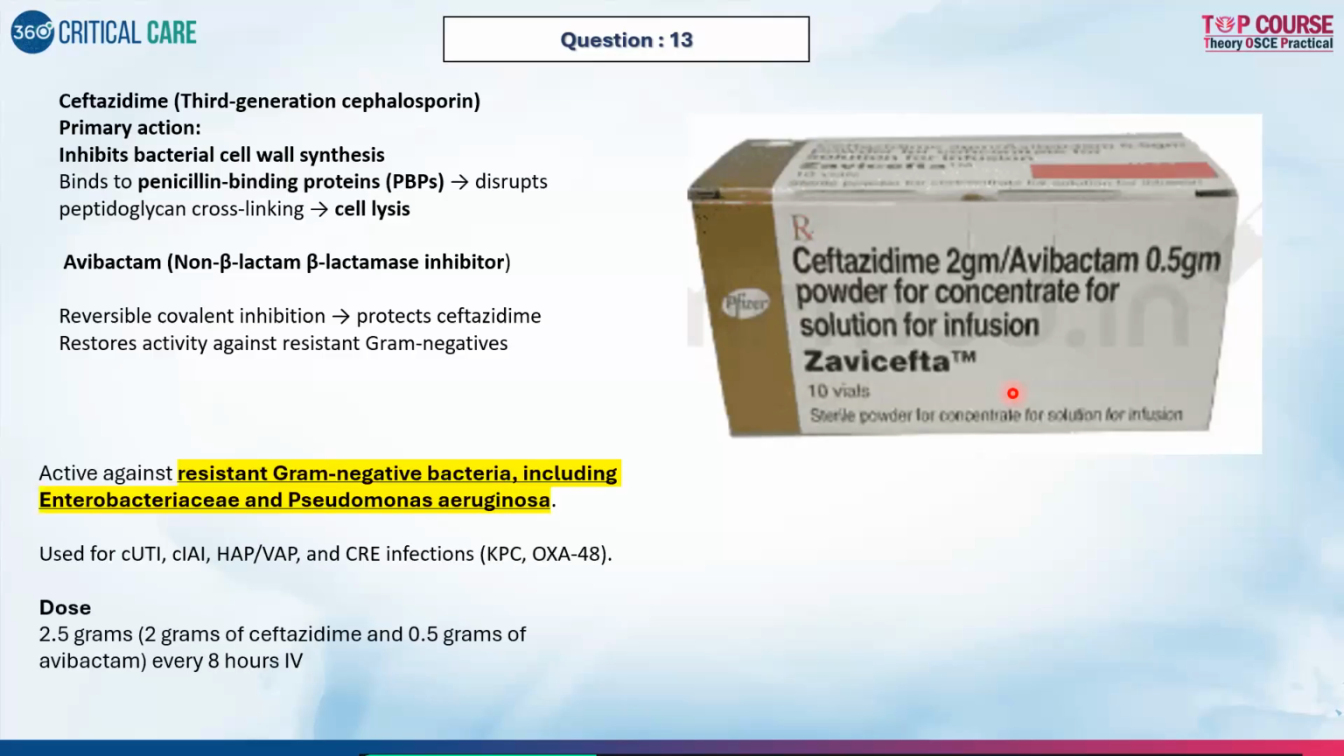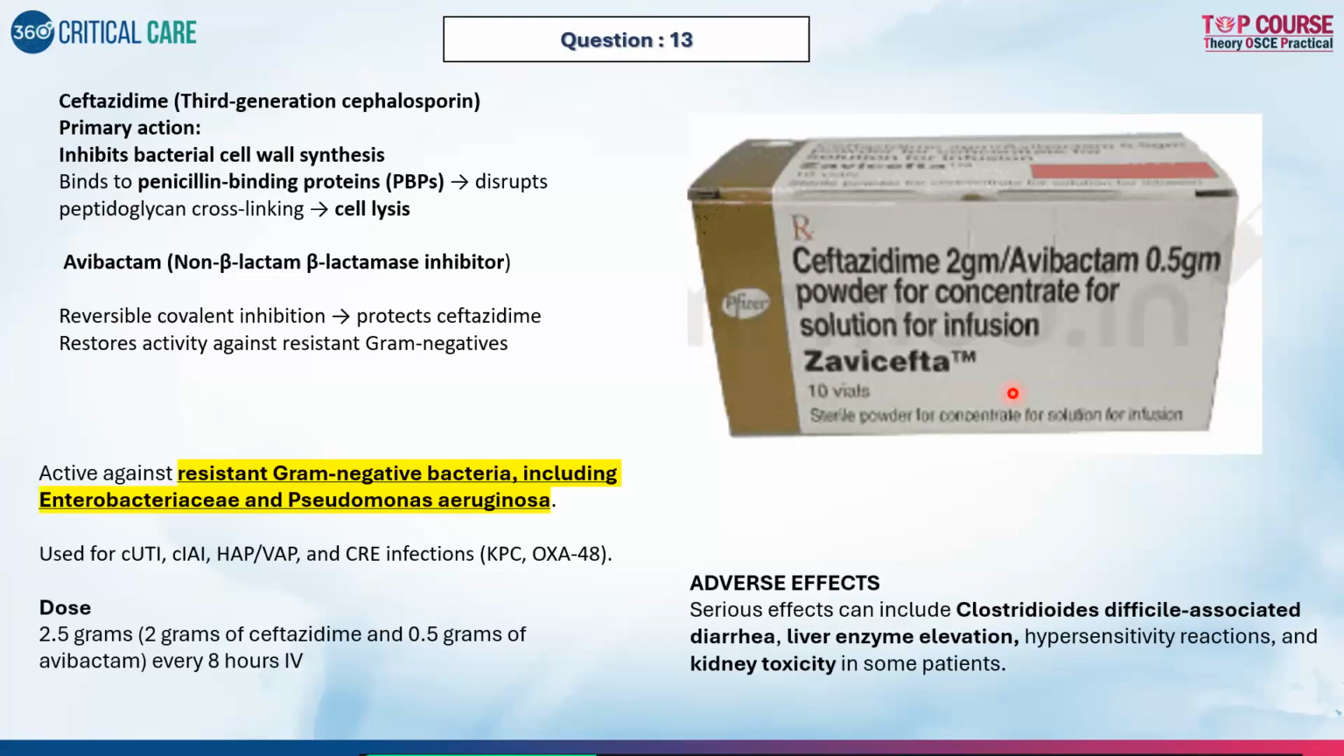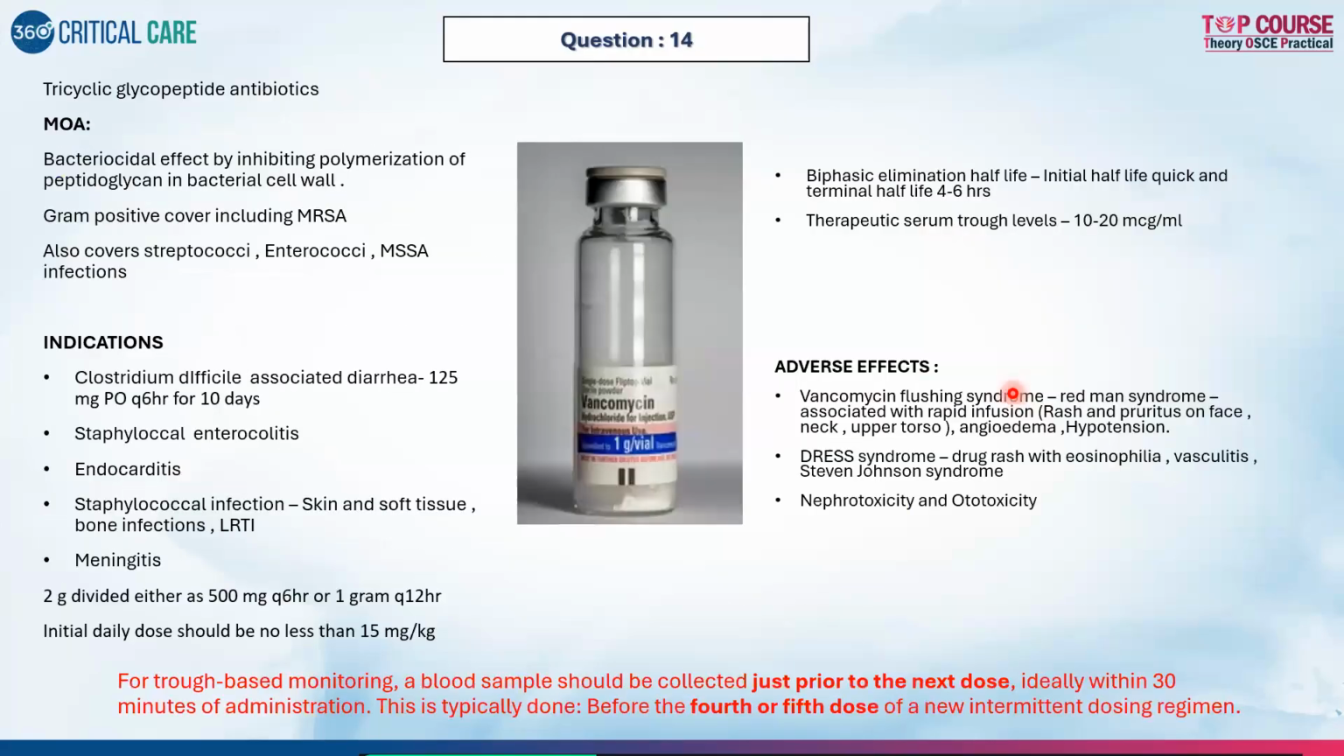So these are active against gram-negative bacteria, Enterobacteriaceae, Pseudomonas group of organisms, and can be used in complicated UTI, complicated intra-abdominal infection, HAP, VAP, and CRE infections. Dosing 2.5 gram, 2 gram for ceftazidime and 0.5 gram for avibactam. However, dose reduction is required in case of renal failure, and adverse effects we need to mention.